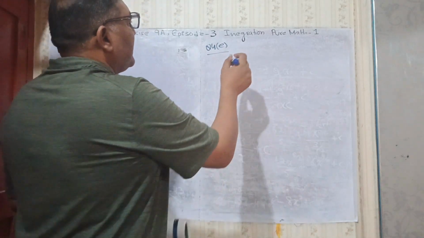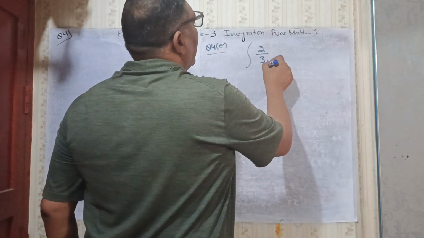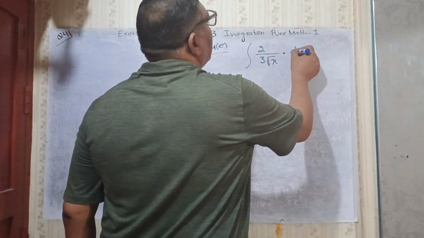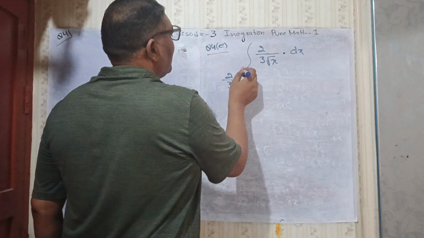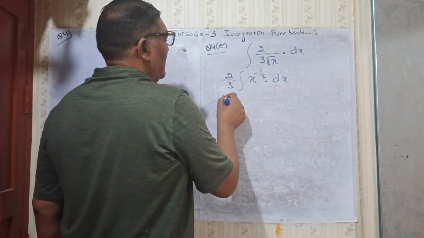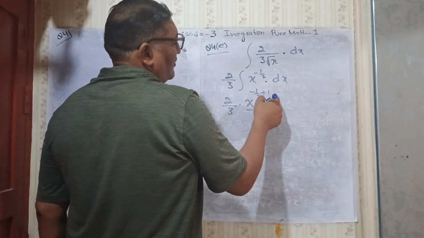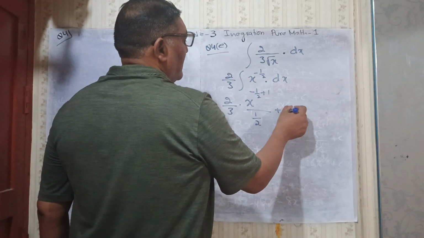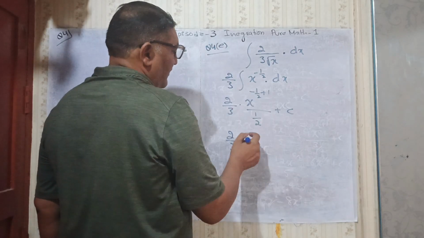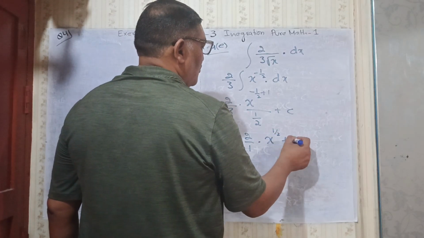It says integrate 2 divided by 3 under root x into d of x. So this 2 by 3 will come outside. Here you will have x raised to power minus 1 by 2 into d of x. The x, you will increase the power by 1, so this is 1 by 2. 1 by 2 will come here plus c. So this is 2 by 3, and when you bring it upstairs, it will reciprocate. This will become 2 by 1, and this will become x raised to power 1 by 2 plus c.